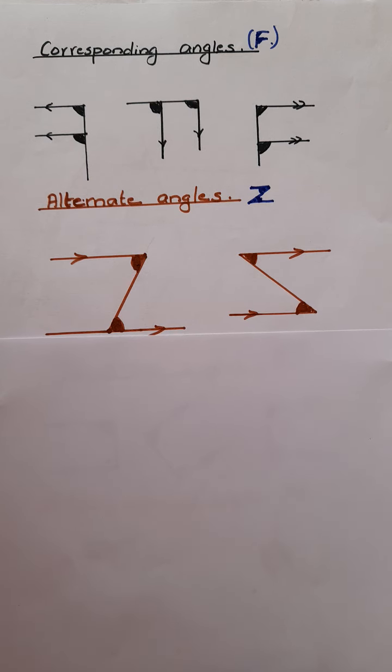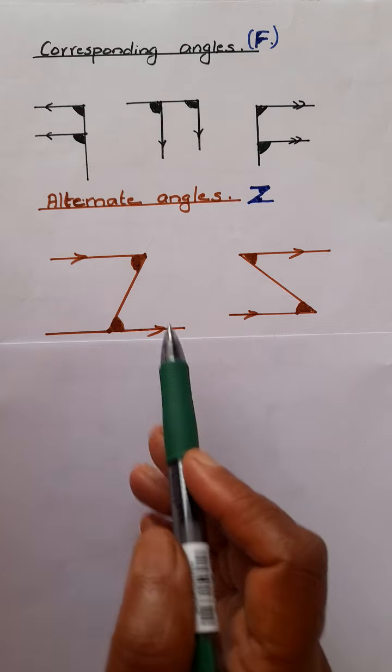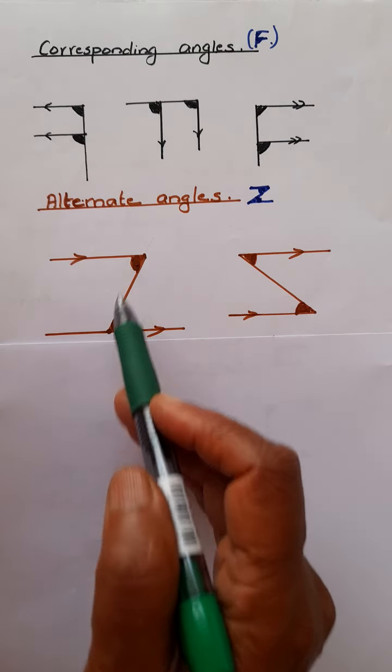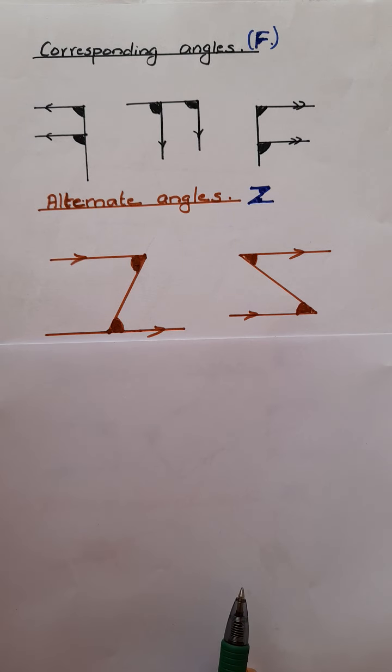Then the next one is alternate angles. Here the two parallel lines form a Z. So these two angles inside the Z are equal.